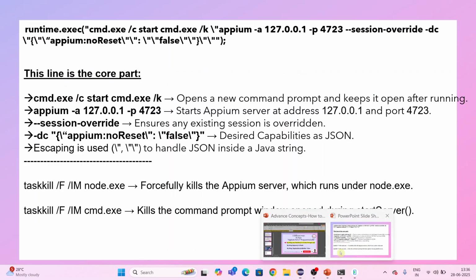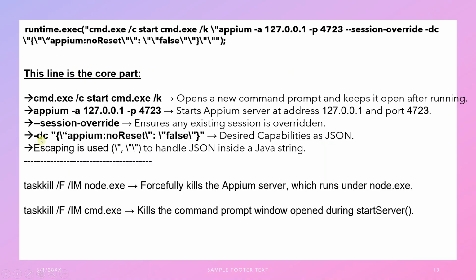What is the next argument? Next argument is the hyphen DC. What is hyphen DC? Hyphen DC is nothing but desired capability. Okay, this is desired capabilities. Hyphen D is nothing but desired capabilities, and we are providing the desired capabilities in the form of JSON.